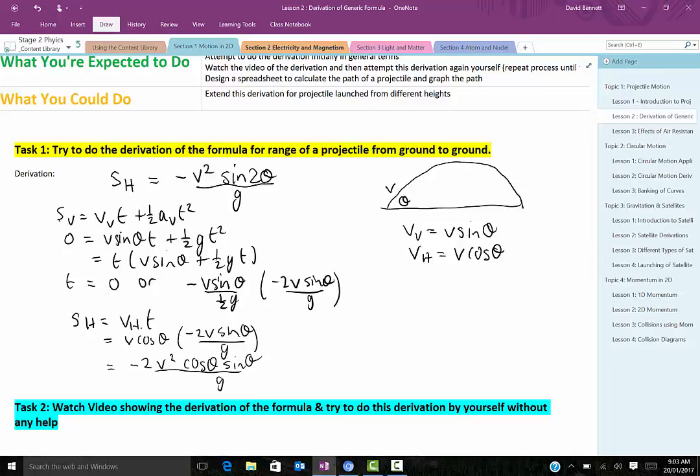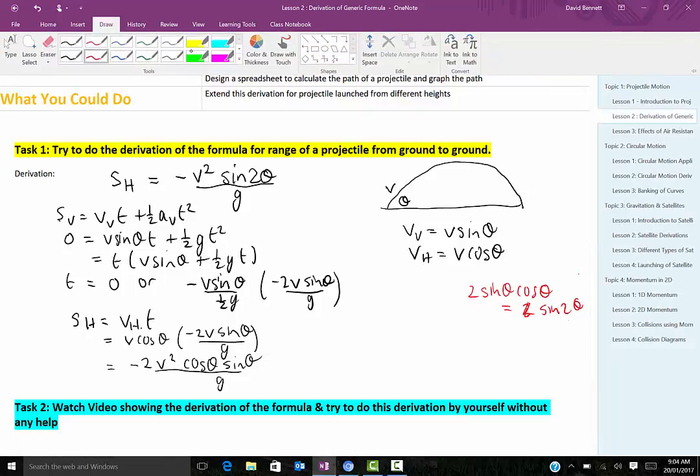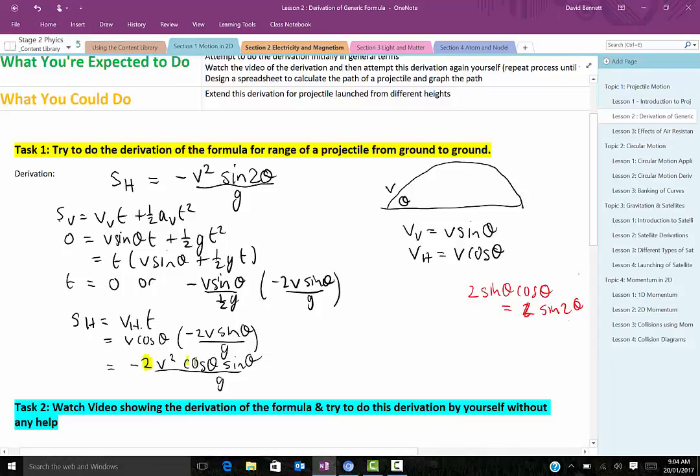Now in maths there is a relationship. We know that 2 sine theta cosine theta is equal to simply sine 2 theta. So we can replace the information in our formula here, where we see our 2, our cosine theta and our sine theta. That allows us to write our final result, which is S_H, or our range, is equal to minus V squared sine of 2 theta all over G. And that's the relationship we were trying to prove.